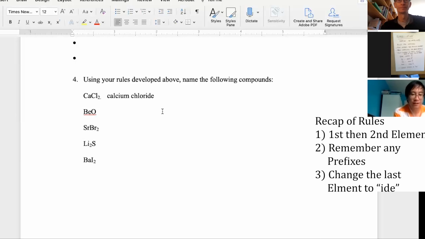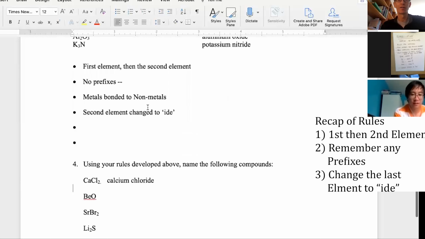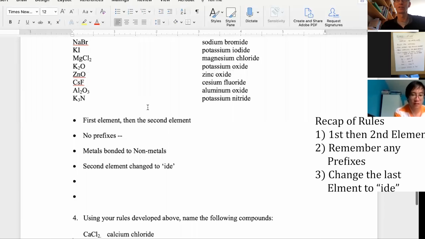Do you need a prefix before the chloride, or do we not? I think we don't. And one of the reasons I think we don't is because I know that calcium is a metal from the left-hand side of the periodic table, and chlorine is a non-metal from the right-hand side of the periodic table. So this one follows the set of rules that we were just working on. Okay. Fair enough? That's nice to know.